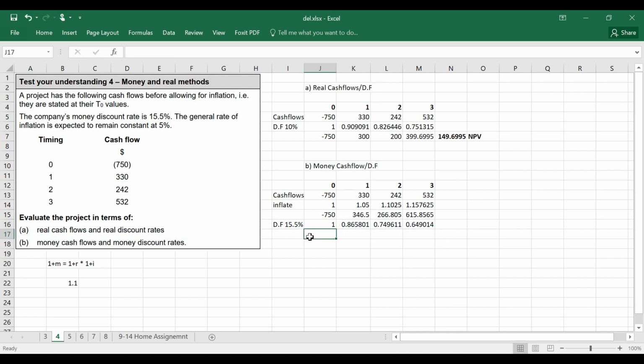Okay, now I am going to multiply it with the relevant discount factor, so that we can have our discounted cash flows. Fine. Here, if I sum them up, then you can see our NPV in both of these cases is the same. Okay.